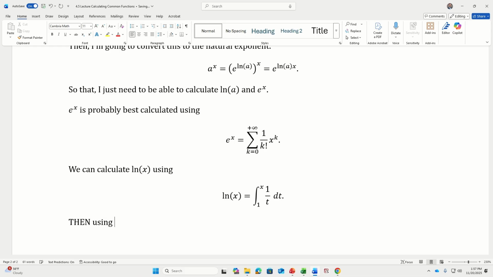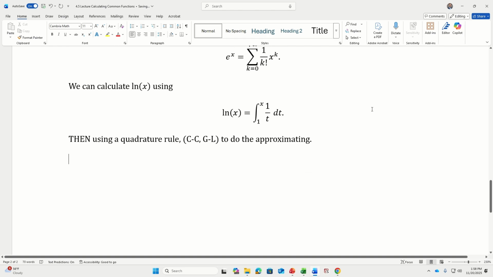Then, using a quadrature rule, like Clenshaw-Curtis quadrature or Gauss-Legendre quadrature, to do the approximating of that integral. Because I can't solve that integral directly. If I took the antiderivative, I would just get natural log, and I'm back to where I started from.